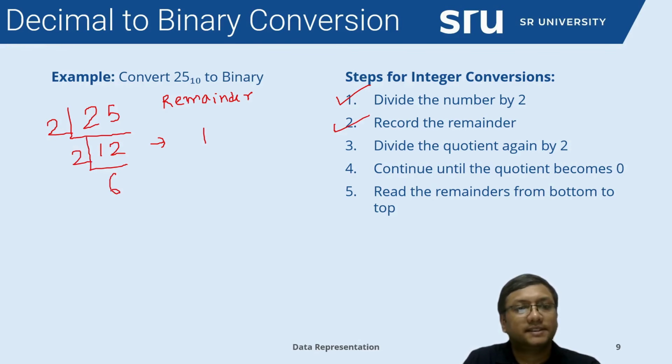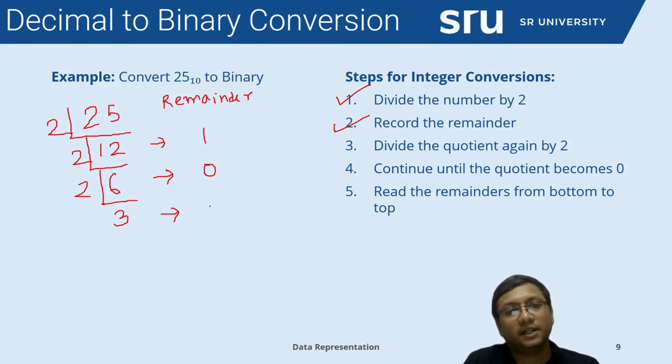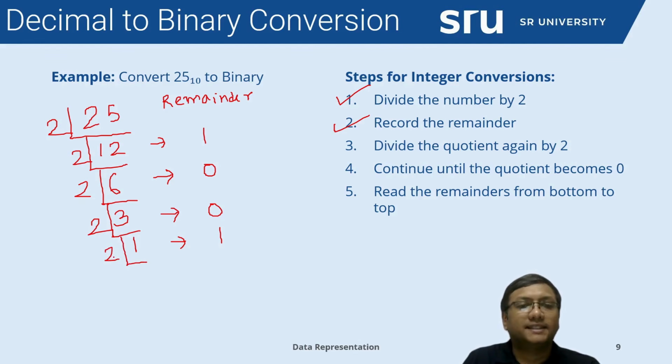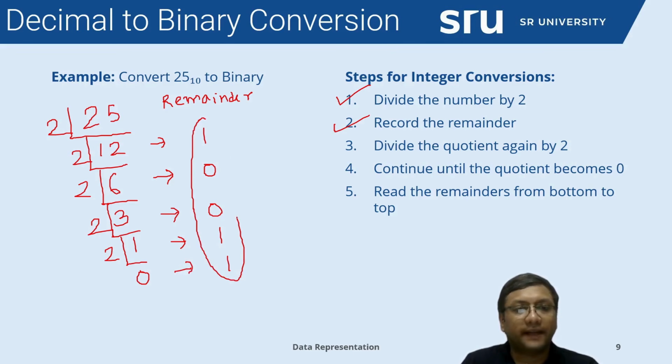So 6 is the quotient, and definitely the remainder is 0. Again I need to divide it by 2. So 3 is the quotient and the remainder is 0. Again I divide by 2. This time the quotient is 1 and the remainder is also 1. Now if I try dividing 1 by 2, as 1 is less than 2, my quotient will be 0 and the remainder will become 1. So finally I get a complete record of remainders.